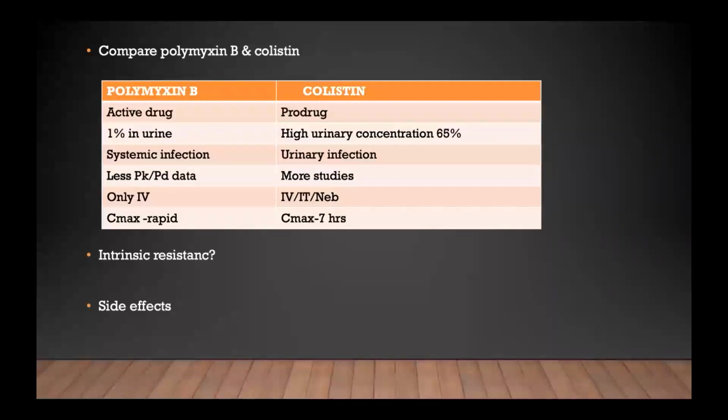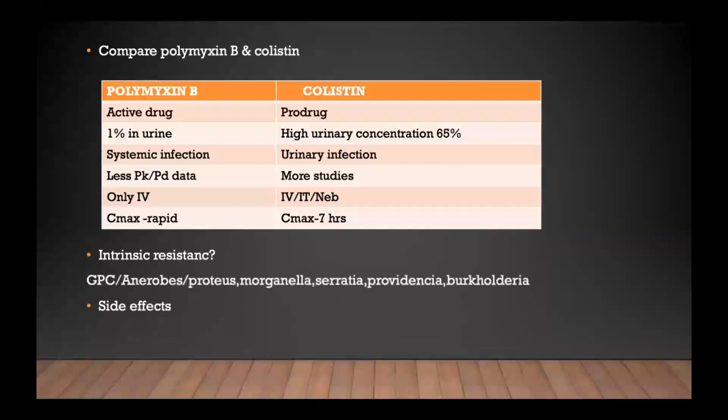For polymyxin B, only the IV form is available, but colistin, you know, can be given by nebulization also. Yes, exactly. So what is polymyxin intrinsically resistant to? Anaerobes, ma'am. Anaerobes, okay, then? Gram positives. Gram positive, then? Burkholderia and Brucella. Other than the gram-positive cocci and anaerobes, this group of organisms, Proteus, Morganella, Serratia, Providencia, Burkholderia, polymyxin does not act on. Yes. Okay.